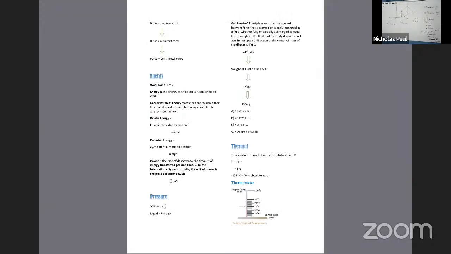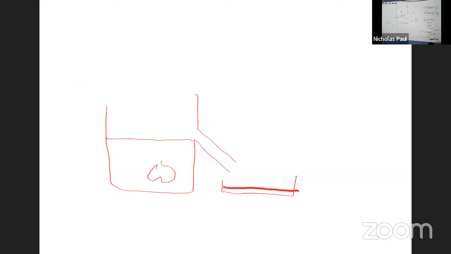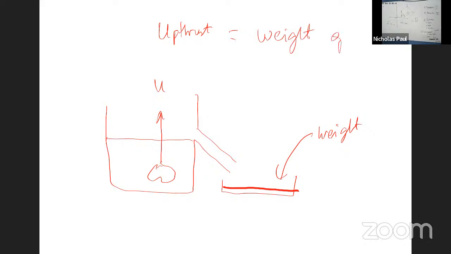From there, we need to know about the Archimedes principle. Let me give you a quick explanation. If you have a displacement can, and you place an object in the can, that object will displace some water. If you were to find the weight of that water, the weight of the fluid displaced, that is equal to the upward force acting on the rock. So basically, Archimedes said that the upthrust, or the upward buoyant force on an object, is equal to the weight of the fluid displaced. All right? Upthrust is equal to weight of fluid displaced.